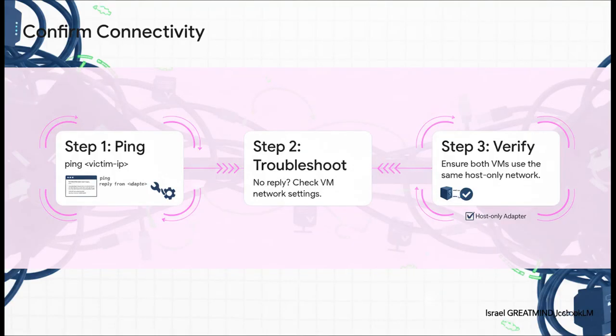Okay, first things first, let's just see if our two machines can even talk to each other. Pop open a terminal on your Kali machine and just ping your Metasploitable 2's IP address. If you start seeing replies, awesome, you're golden.